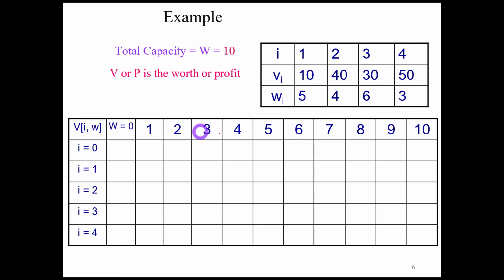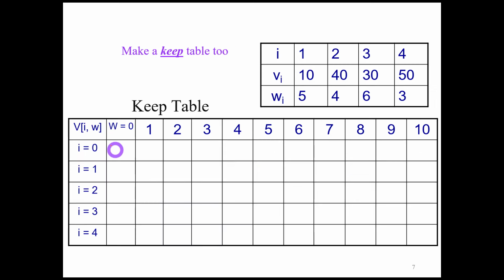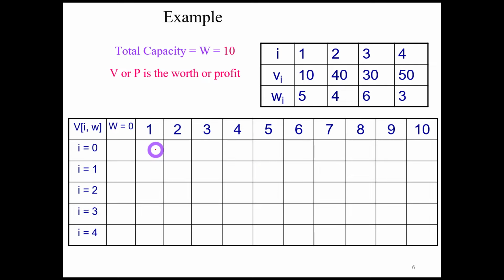Along with this table, we will be maintaining one more table, and that is called the keep table. It has the exact same size, exact same rows and columns, and we will be writing 0 or 1 in these boxes. And how will we decide whether to write 0 or 1? I will be showing you that in a while. So let's start filling this one.